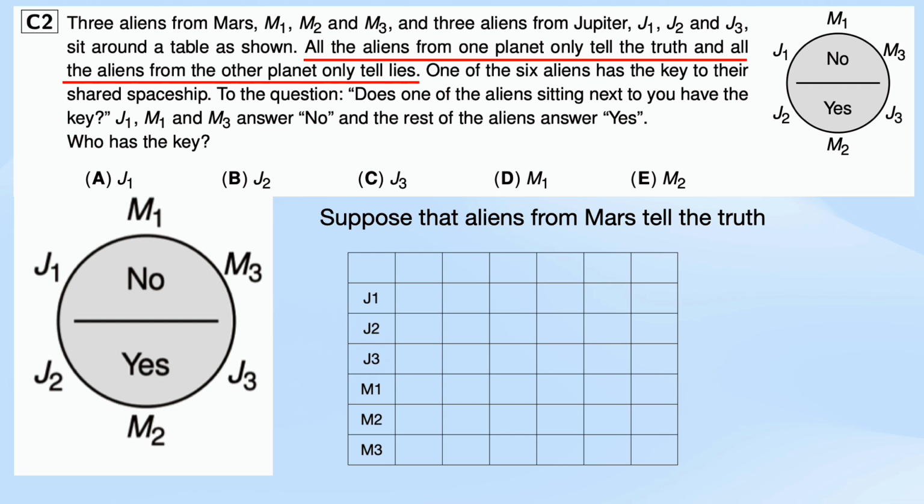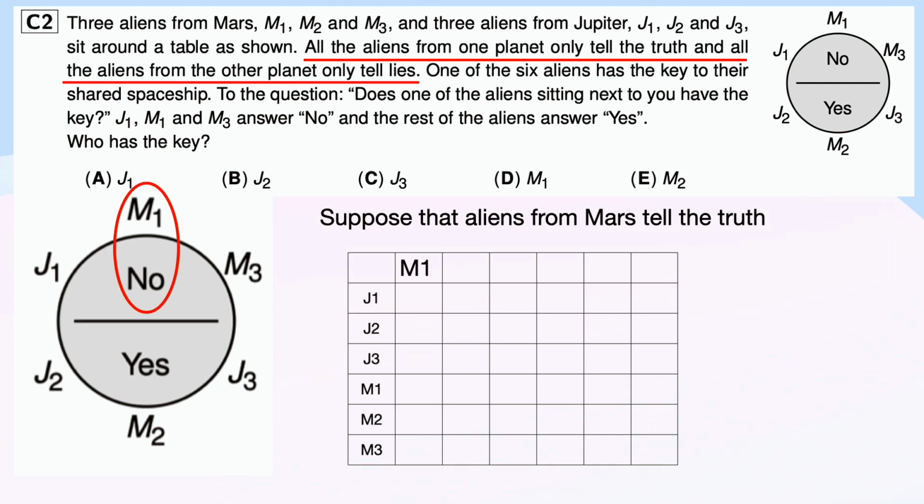Now, we don't know which planet's aliens tell the truth, so we assume that the aliens from one planet always tell the truth, and it is from Mars. Later, we will check whether the assumption leads to any contradictions. Let's suppose that the aliens from Mars tell the truth. We begin with someone who says no, because that often helps eliminate people right away. So we will check them.